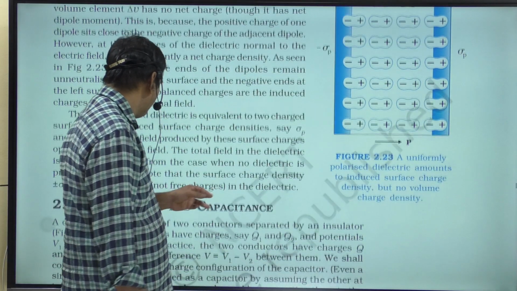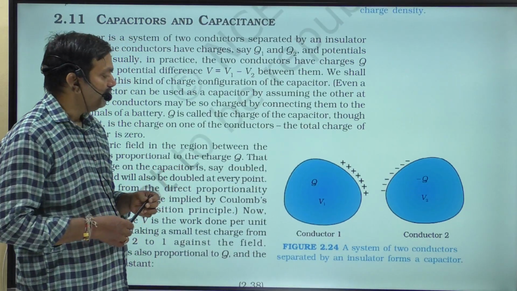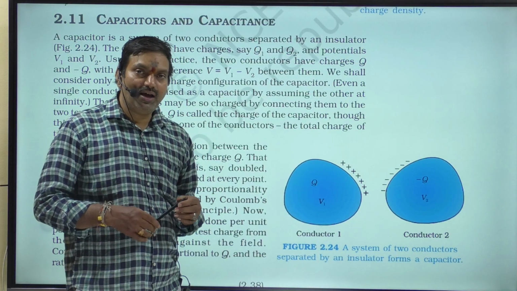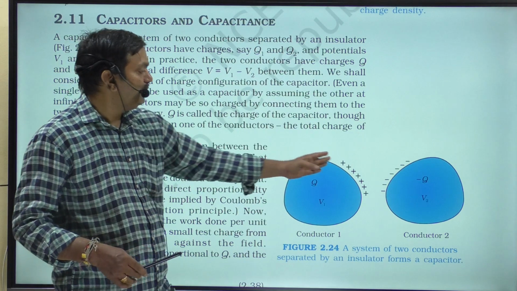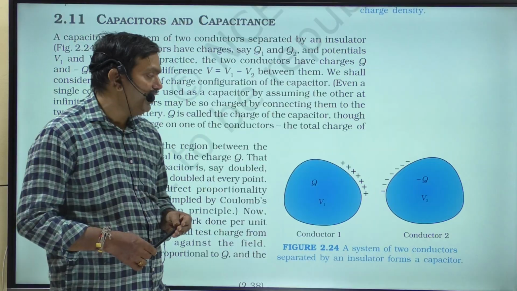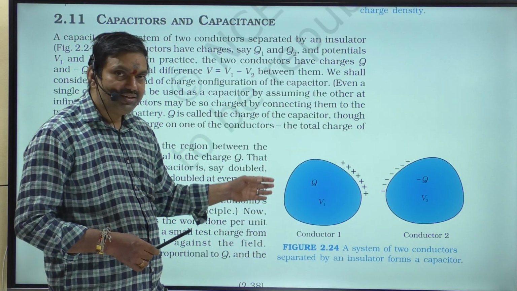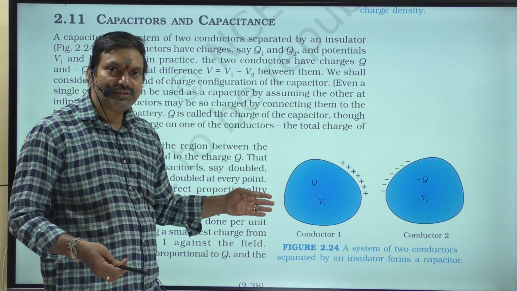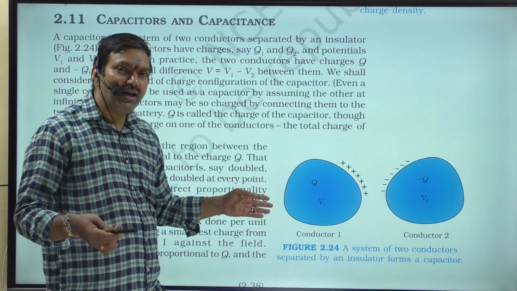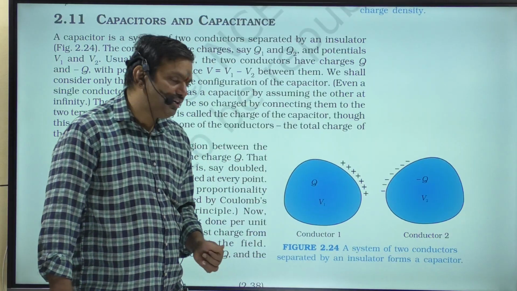Next, now let us look at capacitors and capacitance. Once you understand the term dielectric or insulator, whenever a system of two conductors is separated by a dielectric or insulator, the entire system is going to be called a capacitor. Now what exactly is capacitance? If I have to define it orally, capacitance is the number of simultaneous charges.